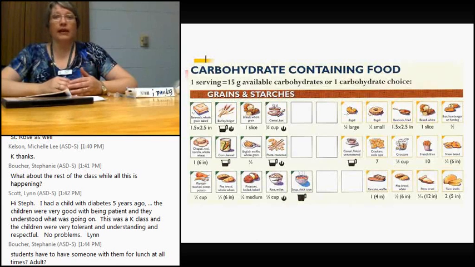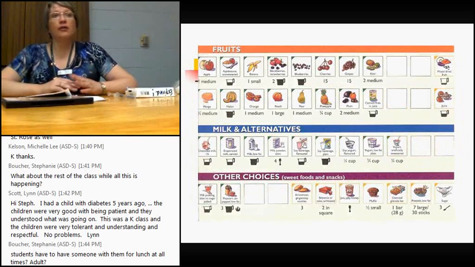So the first group that you're seeing here are the grains and starches, and that would include any food that was made from a grain, a flour, or starchy vegetables. And one serving of any one of those foods is going to give the equivalent of 15 grams of carbohydrate, or like 3 teaspoons of sugar. In the next slide, then, these are additional foods that have carbohydrate in them. The fruits all have carbohydrate.